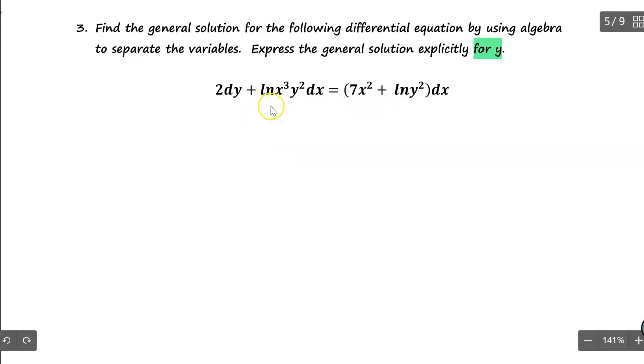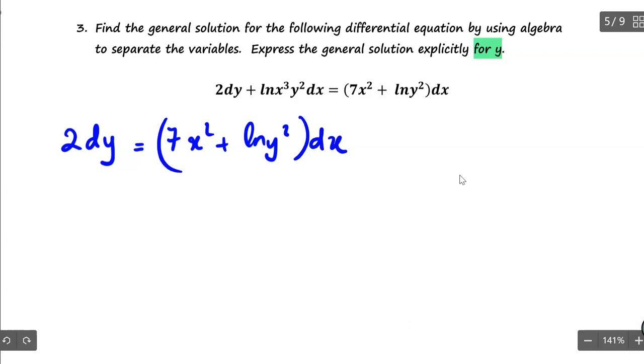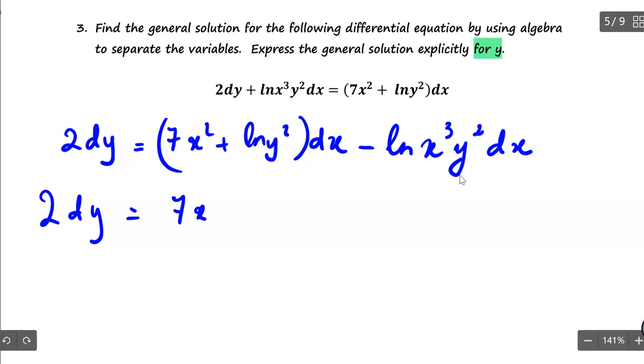And in this case, I really want everyone to think of moving this one over to this side, factor out the dx, apply the property of natural logarithm to get rid of the y square. Okay, so let's get started. I will rewrite 2 dy equal to 7x squared plus ln of y squared dx. And then I subtract that with natural logarithm of x to the exponent 3 y squared dx. So I am going to factor out the dx.